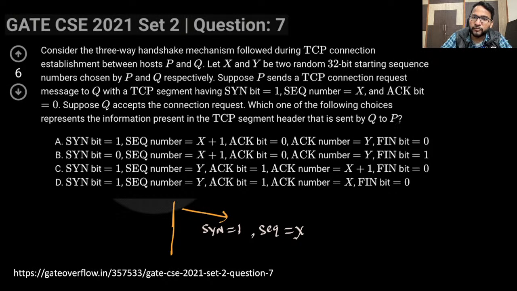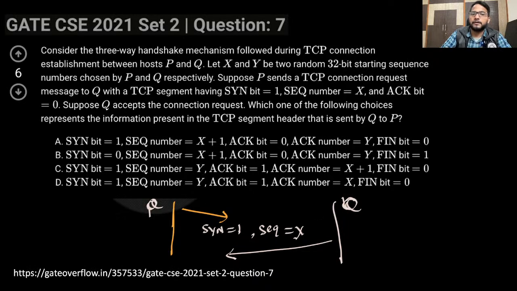Suppose Q accepts the connection request. Which of the following choices represent the information present in the TCP segment header that is sent by Q to P? So they are asking what you are going to send from Q to P. Very easy question, right? So this is P, this is Q. What will be the SYN? SYN bit will obviously be 1 because this is the first packet from Q. So that's why SYN bit will be 1. So B is obviously not the correct answer.